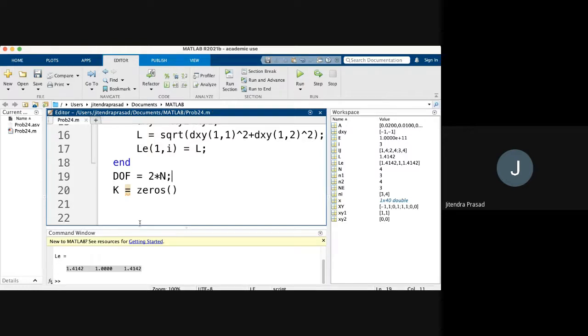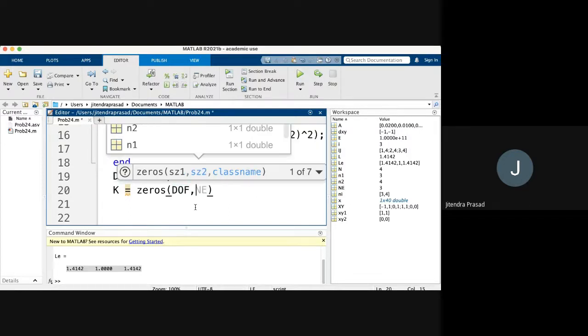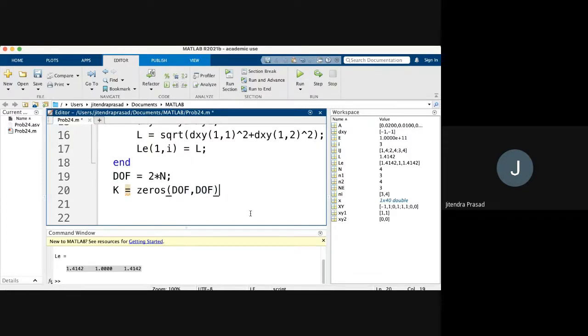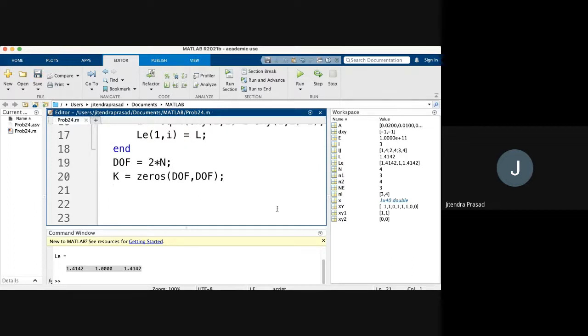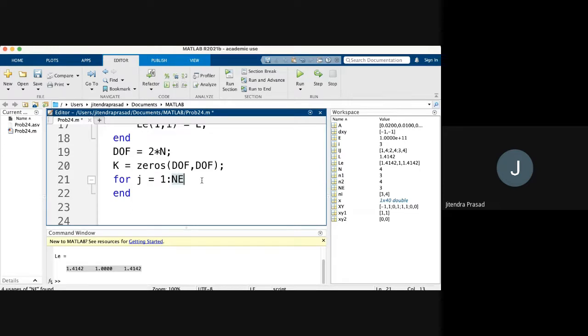So that is done. Now k will be zeros of degree of freedom, comma degree of freedom. And so total degree of freedom is 8. So 8 by 8 matrix k max. Okay, so it's all zeros. Now for every element we have to do it, right? So for j is equal to 1 to number of elements. Yeah, and then we have to write here for every element whatever we want.